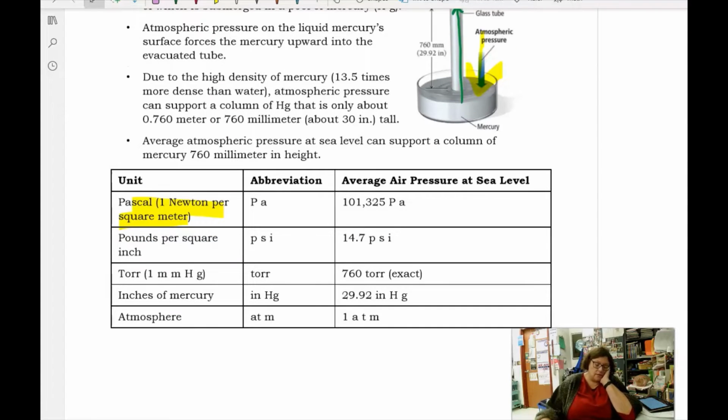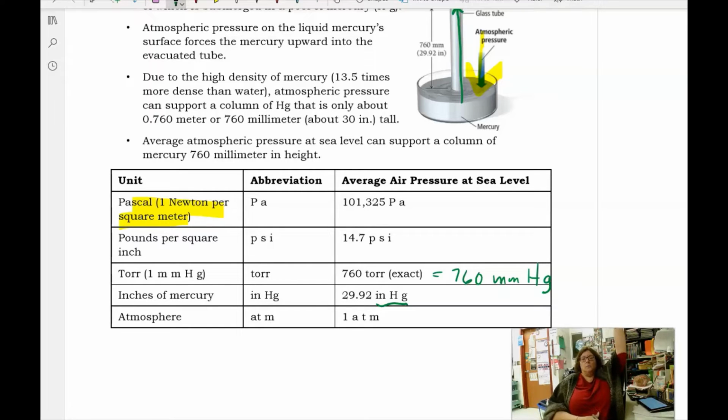A torr is another measurement. 1 torr is equal to 1 millimeter of mercury. So 760 torr is the same as 760 millimeters of mercury. Named for Torricelli. Inches of mercury, of course we're in America so we use inches of mercury, but same concept.